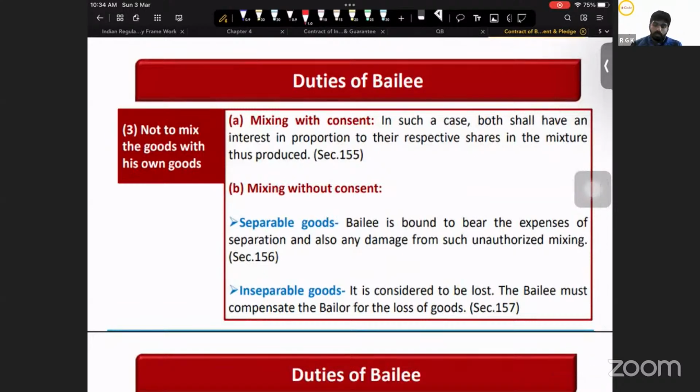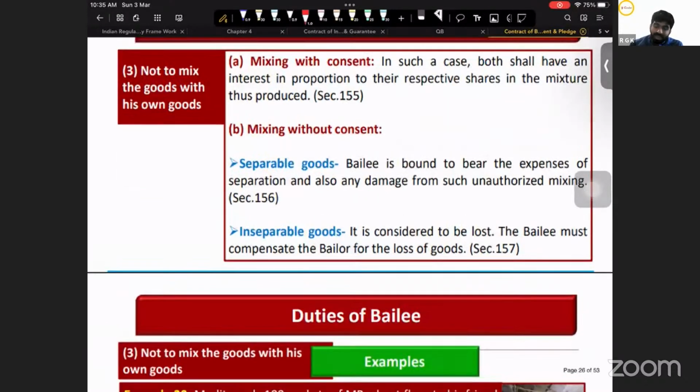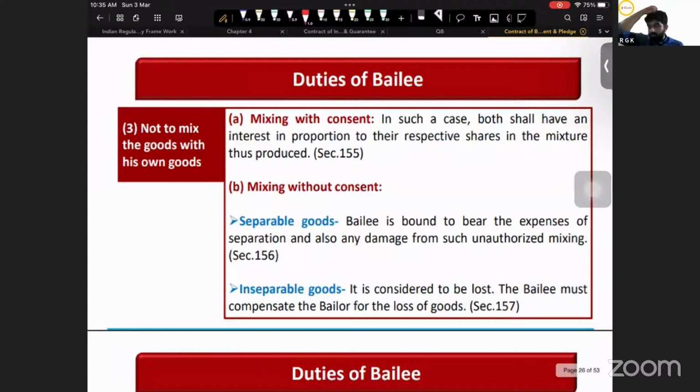Next is about mixing of goods. Bailer has given his goods to bailee. Bailee has no permission to mix the goods with his own. Bailer's goods cannot be mixed with bailee's goods. Now, suppose bailee mixes the goods of bailer along with his own goods, what will be the consequence? That is discussed in these three sections, 155, 156, and 157.